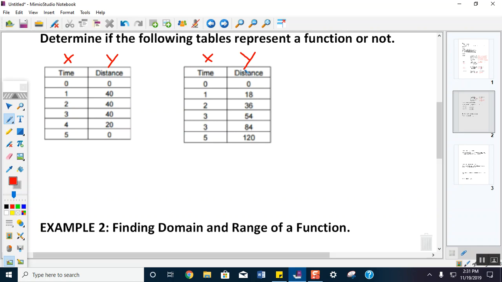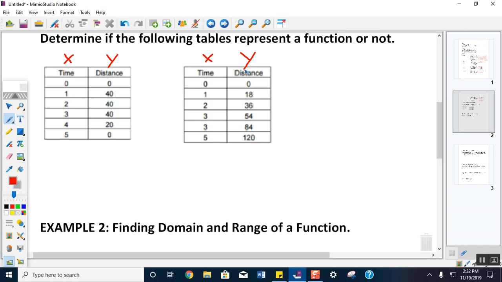Got a question for you. They're going to ask you what table represents a function. In other words, for the x values that are listed, which x values have one output? Well, take a look at this first table. If I input 0, what am I going to get out every single time?